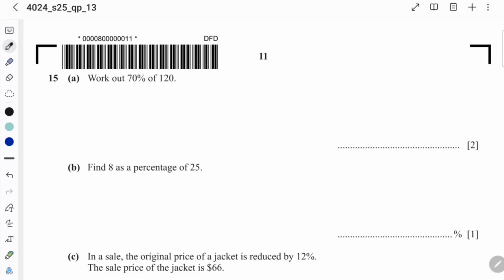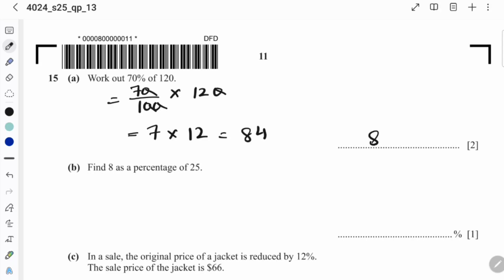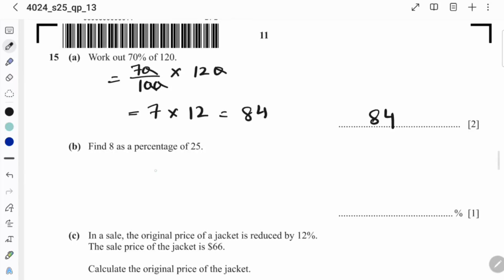Work out 70% of 120. 70% means 70 over 100 times 120. Cancel the zeros first. 7 times 12 is 84. Just write it down, because it's 2 marks, so you show what you are doing in this question. So it is 84. Remember, whenever you solve any question, please look at the marks and try to make the same number of steps.